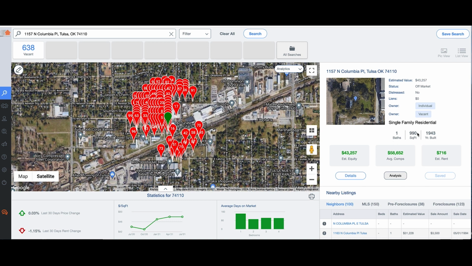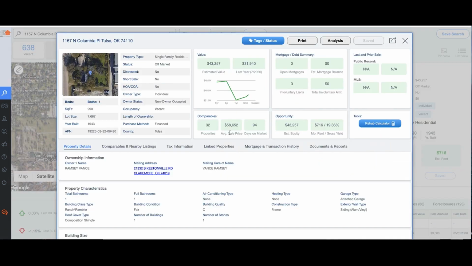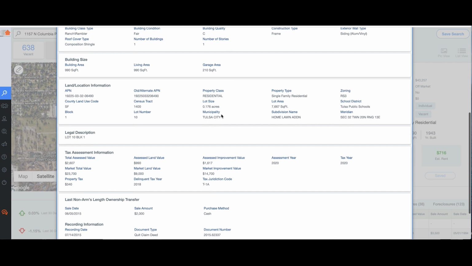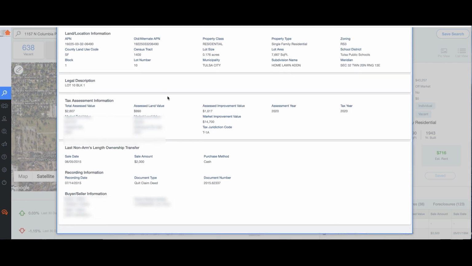I'm going to go by the square footage. It was built in 1943. I'm going to push details. It takes me to this page. So I can see a little bit about the property here. 990 square feet. This is the lot size. This is the year built. If you just scroll down, this is the basic, like what is at the county level known about the property.